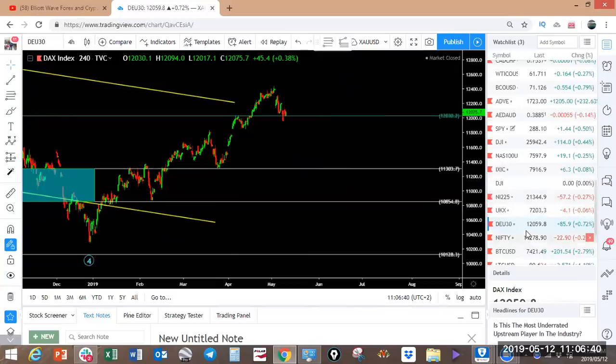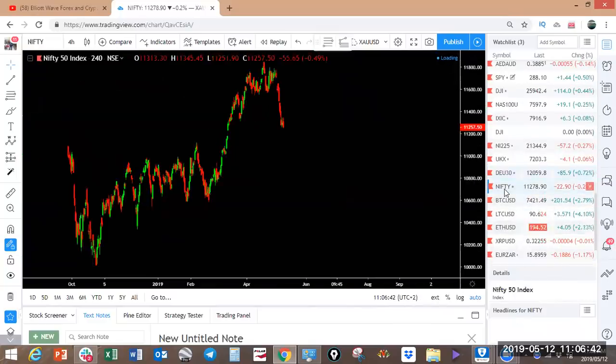Right, it looks like that's all the indices. Now we look lastly on the Nifty.